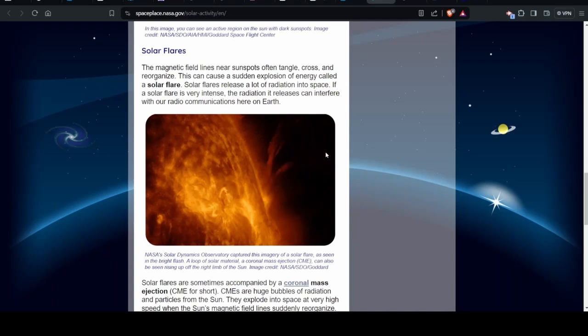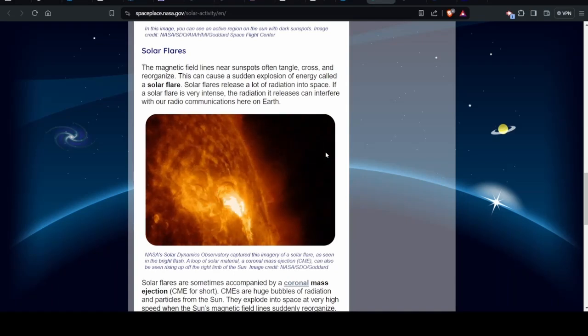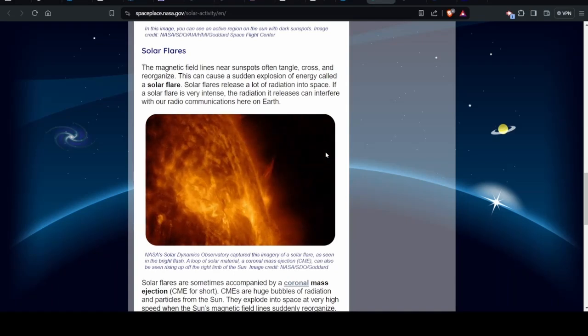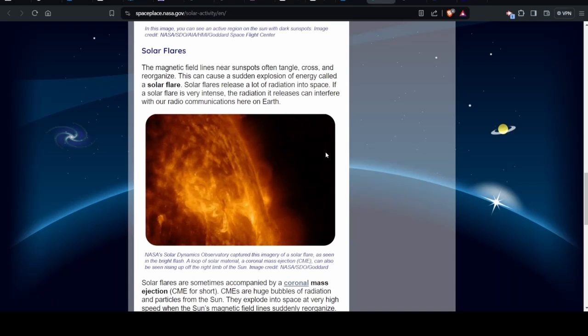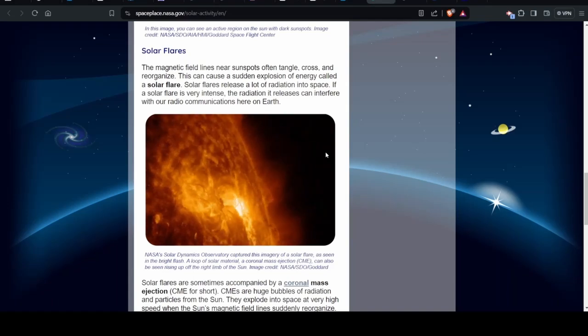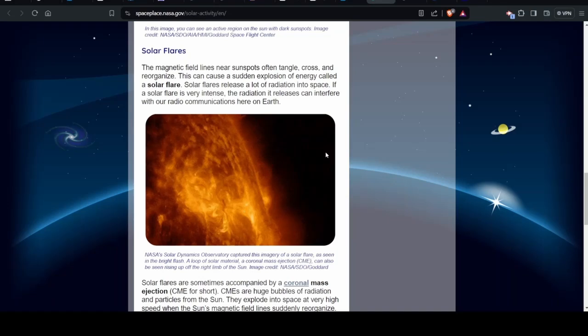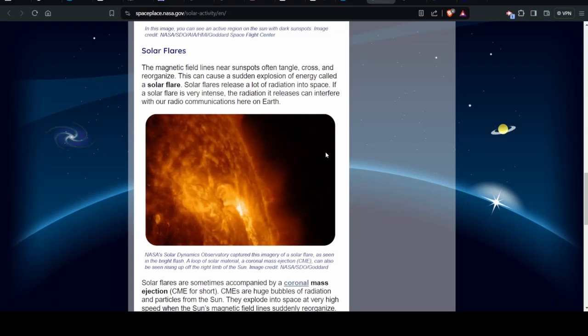So the strongest recorded storm in history was in 1859, called the Carrington event. In this event, telegraph wires actually caught on fire. There was a solar flare that was so powerful.